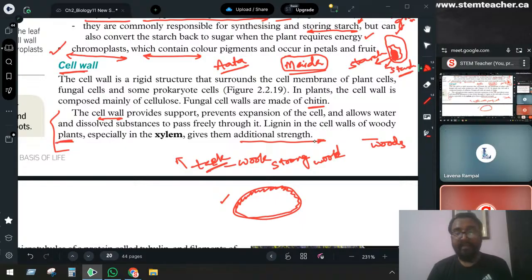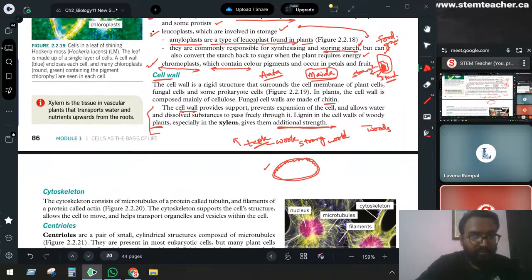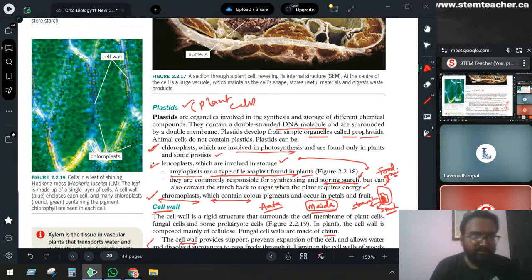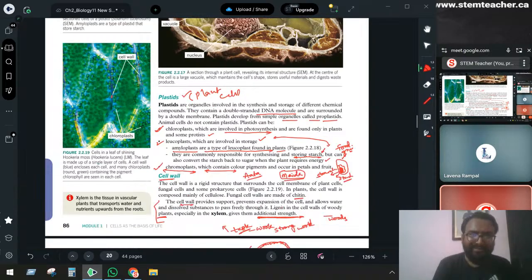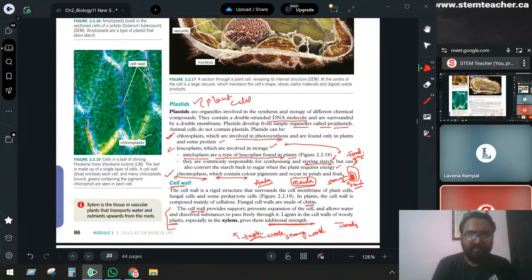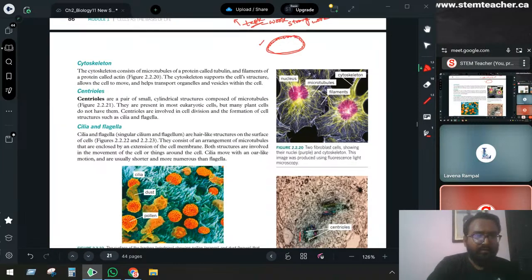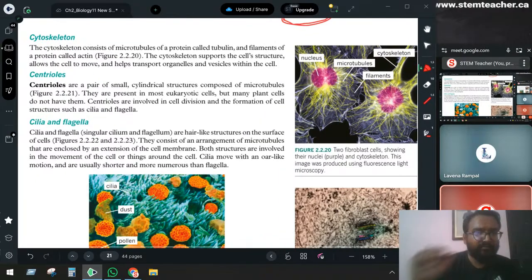Woody plants, take mango trees and lemon trees. Their body is very strong, especially in the xylem, which gives them additional strength. Due to this additional strength, the wood part of the plants has a long life. You can see this is the cell wall, and the yellow colors are cytoplasm and all. Everything is very clear in plant cells and animal cells. If we go to the next, cytoskeleton. Can you read this?